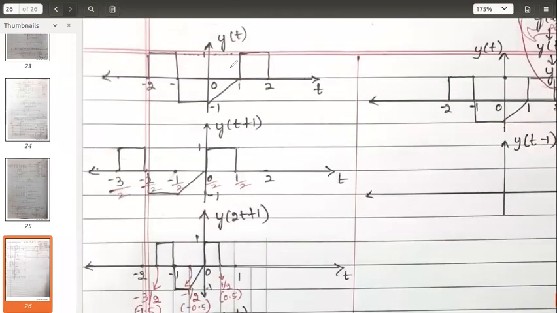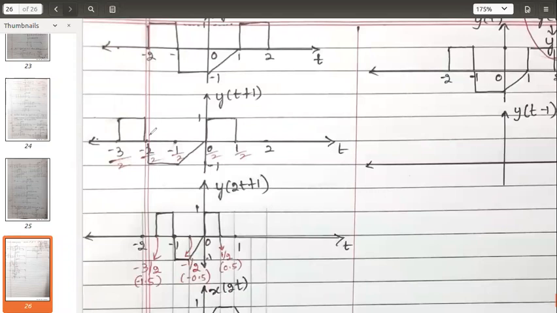Then we need to have 2t plus 1, that is, scaling should be performed. How to find the scaling for this? As 2 is mentioned here, it is greater than 1. Greater than 1, you should have the compressed version of the signal. For compression, you should go for division. So if you can see from the red pen, I have divided this complete time horizontal axis by 2. Divide every time by 2.